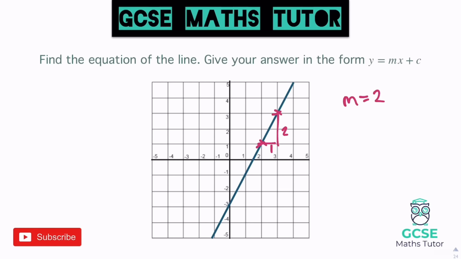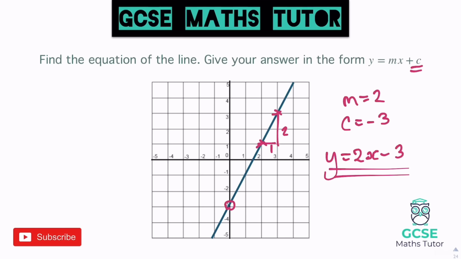All we've got to find is that value of c, which as we've already said is the y-intercept, and it crosses the y-axis down here at negative 3. So c is going to be negative 3. So I just need to put those all together. We have y equals 2x take away 3. That's the equation of this line. We can do that nice and quickly like that.